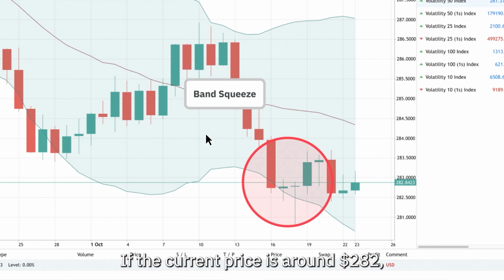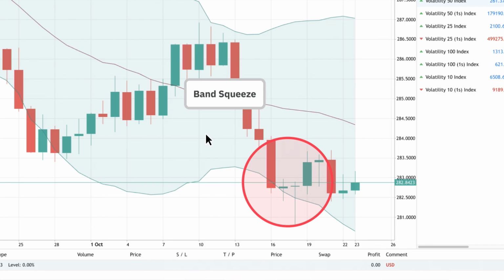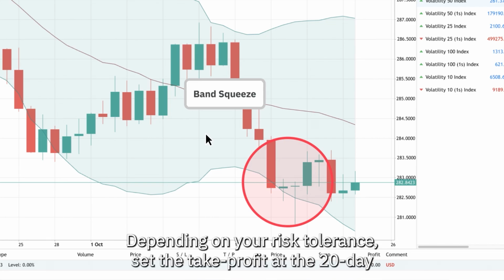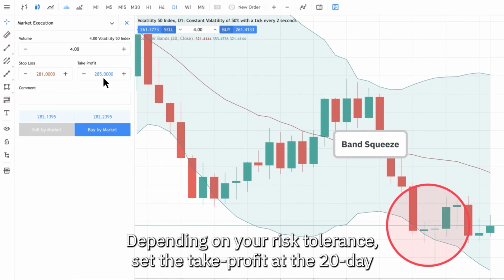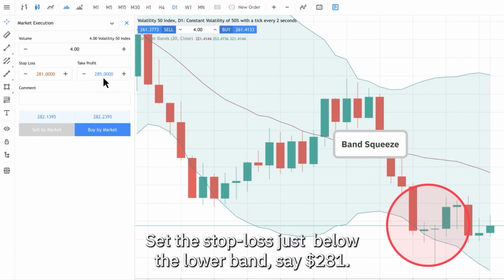If the current price is around $282 near the level of the lower band, you could enter a long position. Depending on your risk tolerance, set the take profit at the 20-day SMA, say $283.5 or the upper band, say $285. Set the stop loss just below the lower band, say $281.